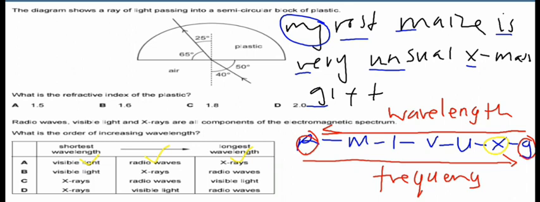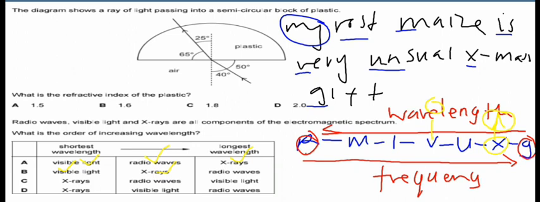Option B, we have the visible light, which is correct. It has the shortest wavelength, followed by the X-ray. Yes, they have the shortest wavelength. Now, they are saying in order. This one here has the lowest, which means this one should start first. Followed by which one? The visible light. Meaning, even this one is going to be the answer.